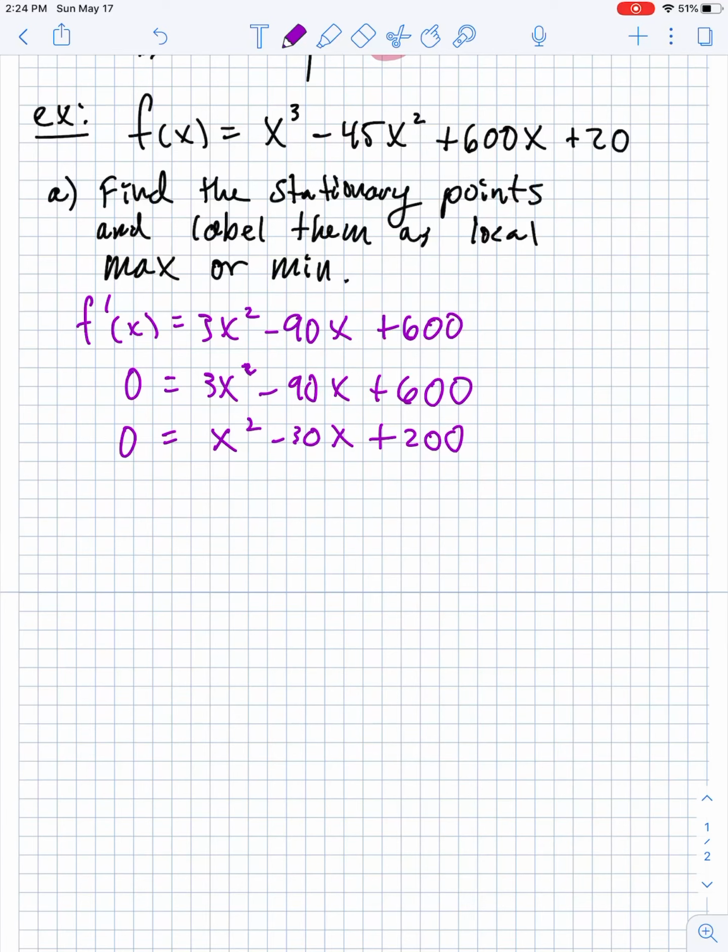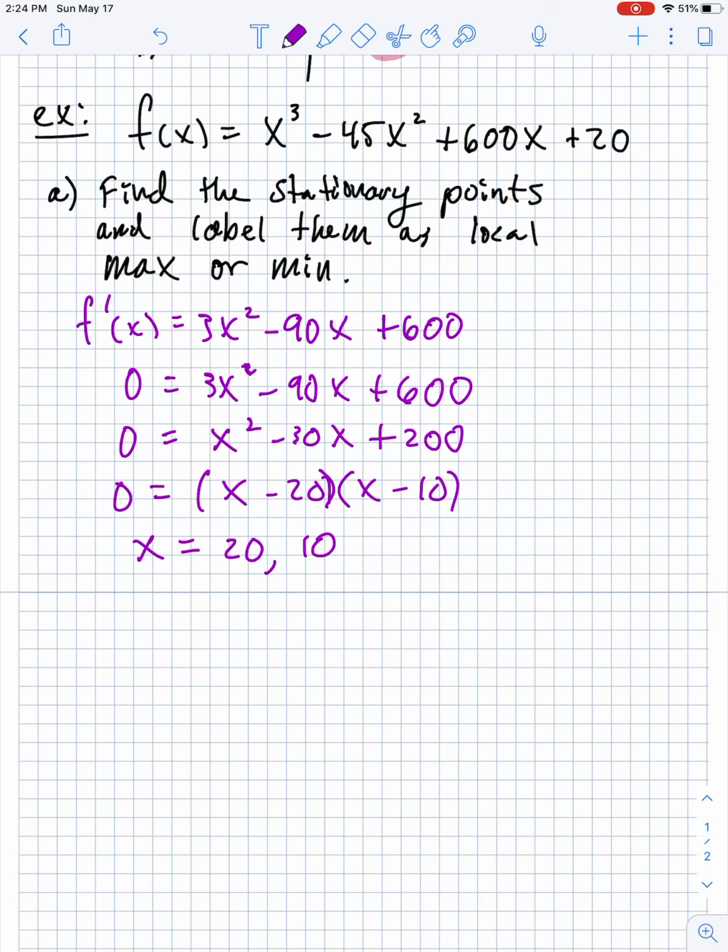Now we need to figure out two numbers that multiply to positive 200 and add to negative 30. Because 200 is positive and the negative 30 is negative, you know they both have to be negative numbers. And I believe it's negative 20 and negative 10. Which means you get x equals 20 and 10.